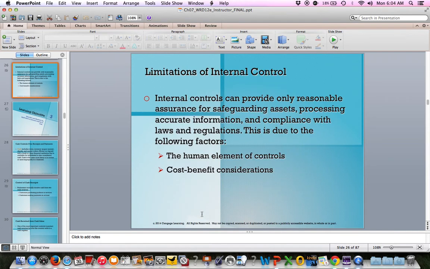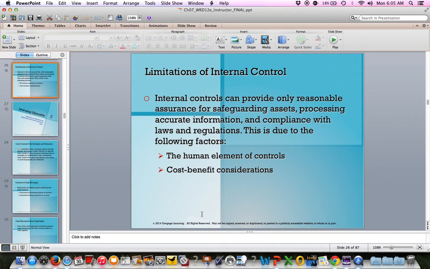Internal controls can provide only reasonable assurance of safeguarding of assets and processing accurate information in compliance with laws and regulations because of the human element and cost-benefit considerations. Obviously, nobody's perfect, right? We make mistakes ourselves, and so those are just some things to think about.